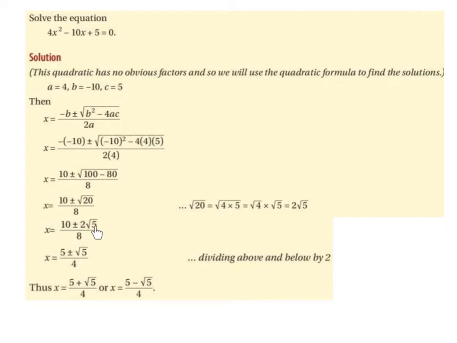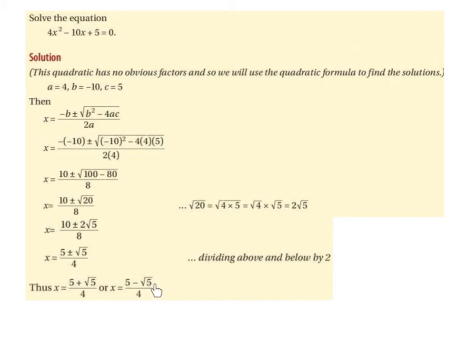And we can divide each of these terms by 2. 10 divided by 2 is 5. 2 divided by 2 is 1, so we have 1 root 5, or just root 5. And then 8 divided by 2 is going to be 4. So we have 5 plus minus root 5 over 4. So this breaks down to be 5 plus root 5 over 4, or 5 minus root 5 over 4.